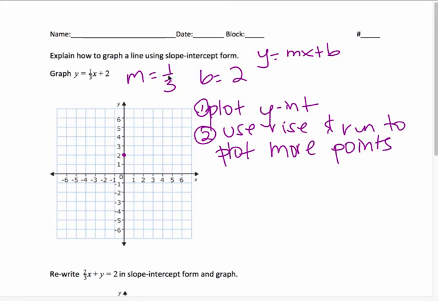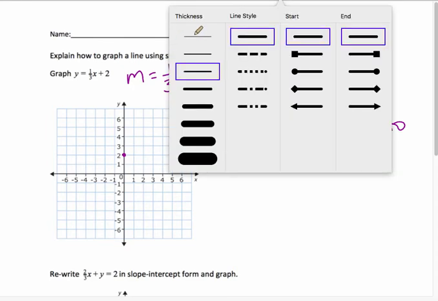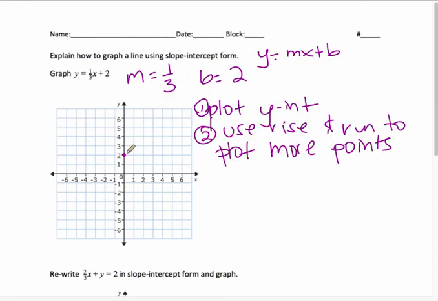So remember, slope is rise over run. So my slope here is 1 over 3. So that means I'm going to go up 1 over 3. So this is my next point. And I'm going to do it again. Up 1 over 3. Now, that's as far as I can go over here. I'm going to get off the graph if I keep going.